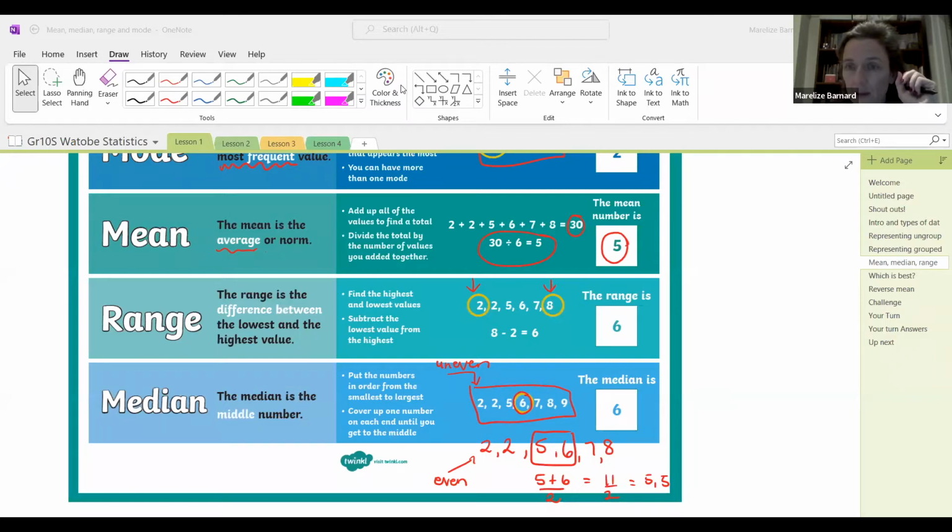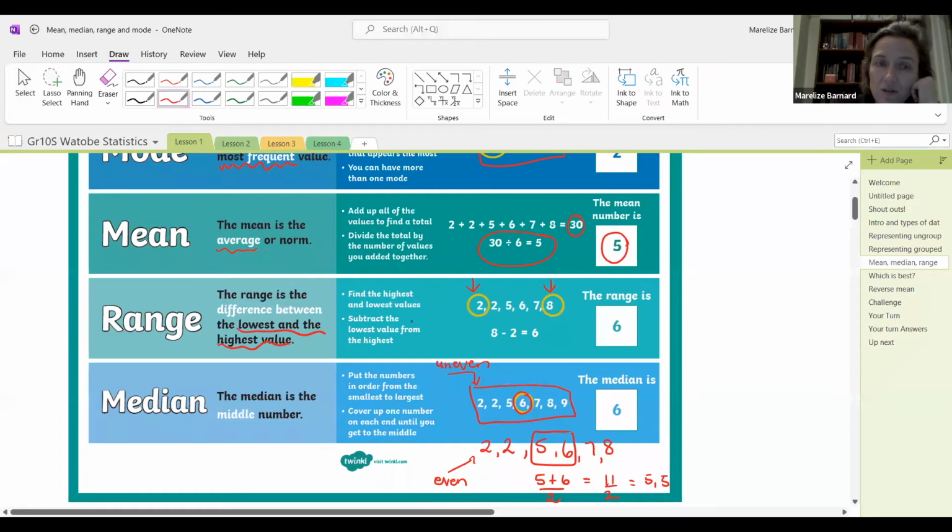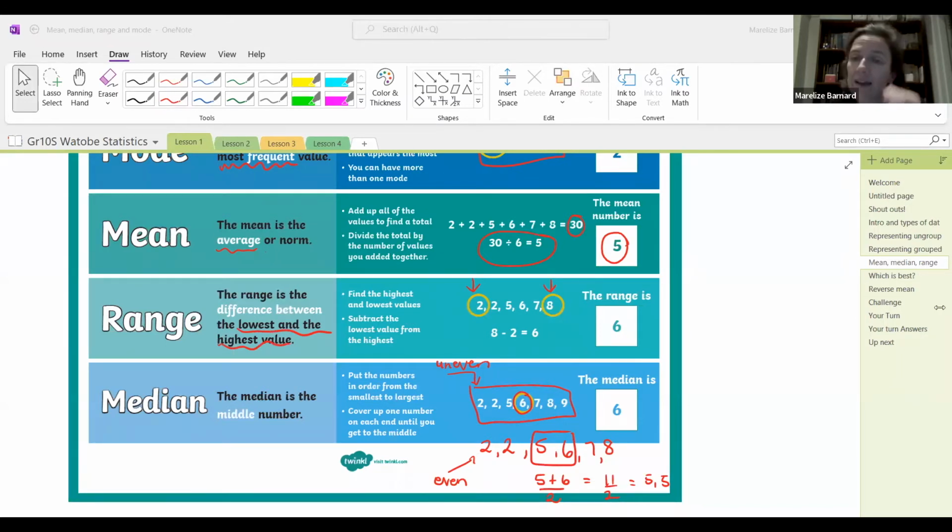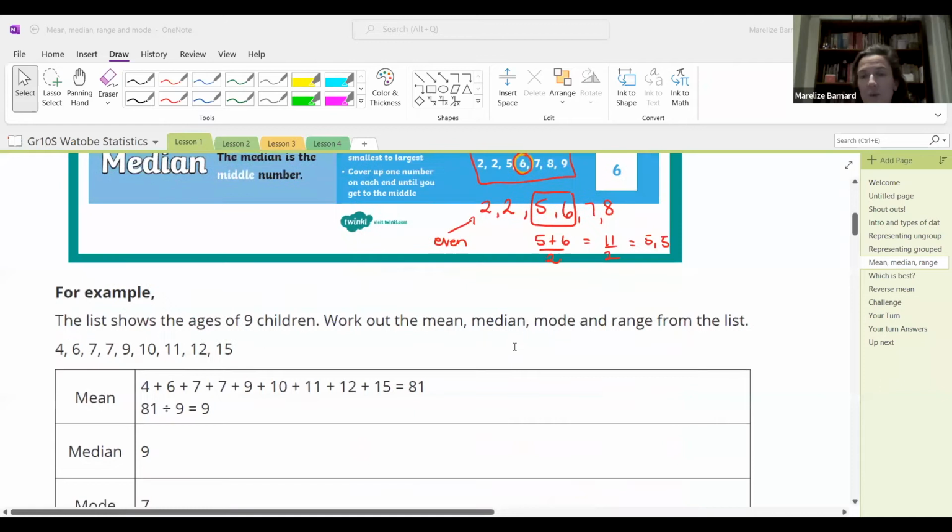Ma'am, Lando is asking if you could explain the range, please. Okay, so the range is just the highest value minus the lowest value. So highest value minus lowest. So here it's the 8 minus the 2, and that's 6. So that's the range. Okay, good stuff, everyone.